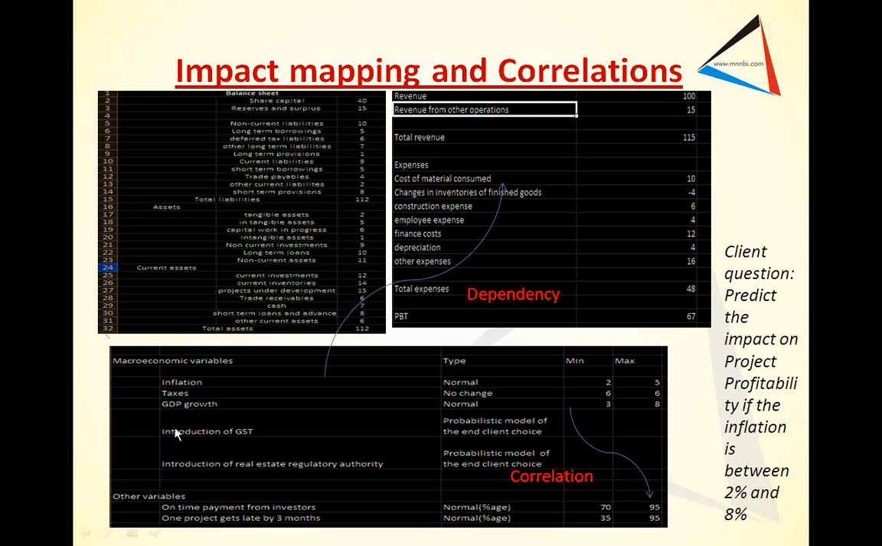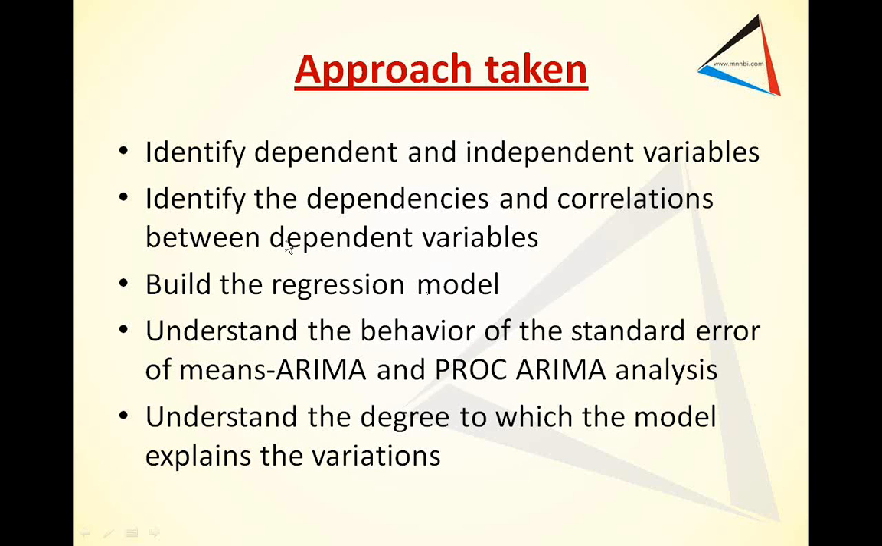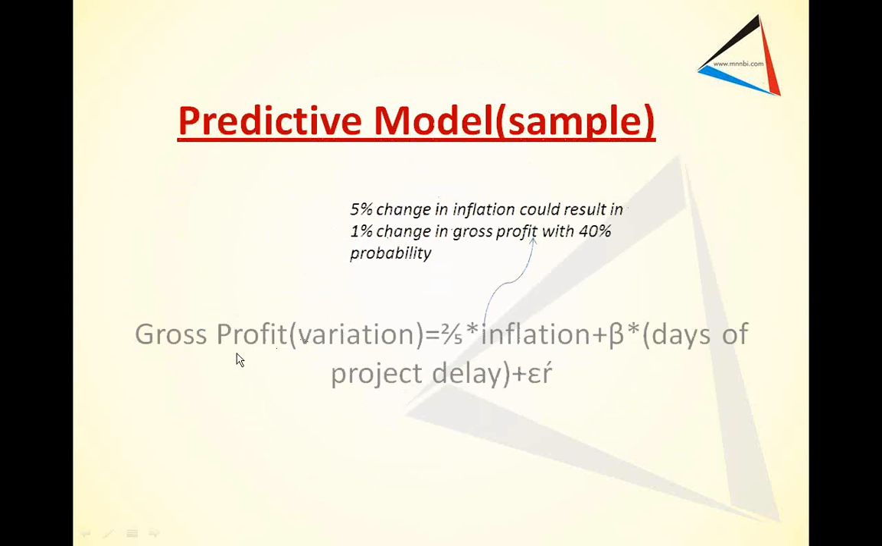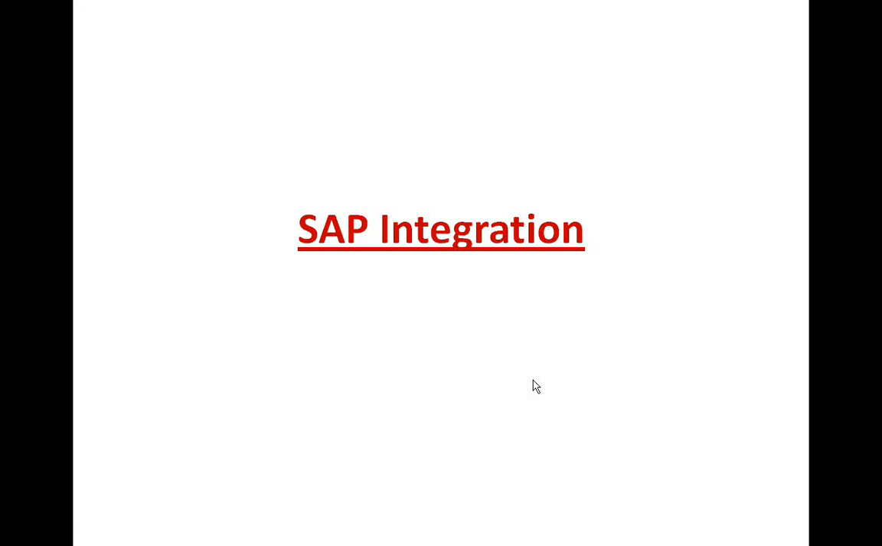This is a sample case for balance sheet and P&L. I have inflation affecting the cost of materials consumed, and the GDP growth is actually affecting the on-time payment from investors. You identify the independent variables. You also look at the correlations, build the regression model. Then you look at ARIMA and PROC ARIMA, what is the autocorrelation factor associated with these delays, and understand the degree to which the model explains. So you have the gross profit variation. This is the epsilon R.